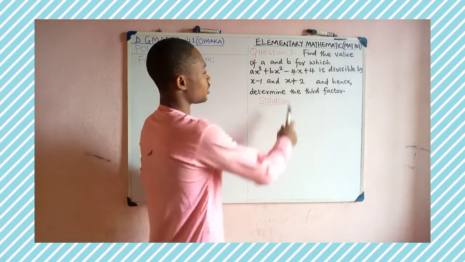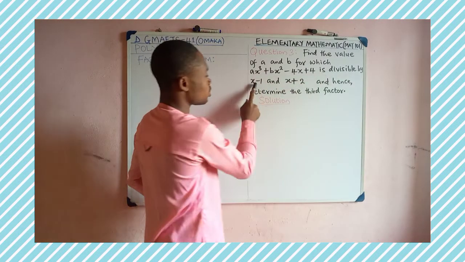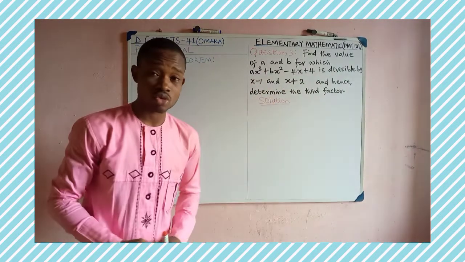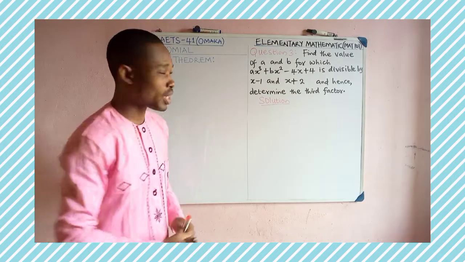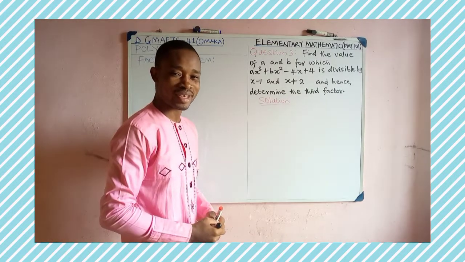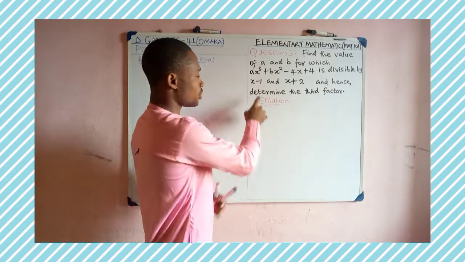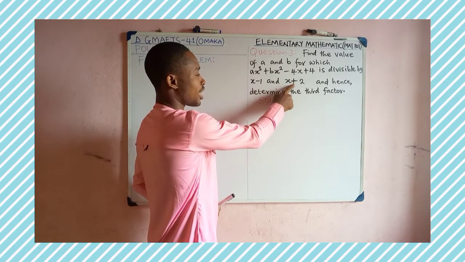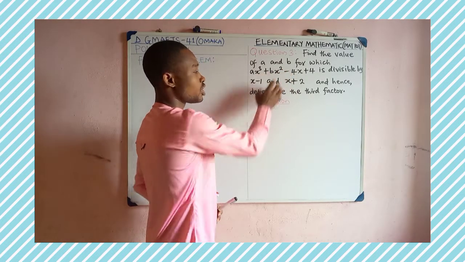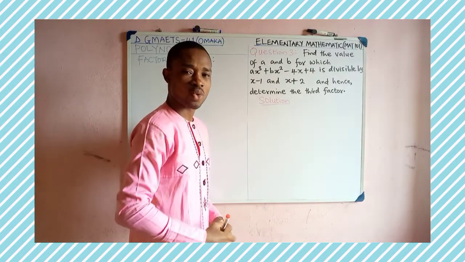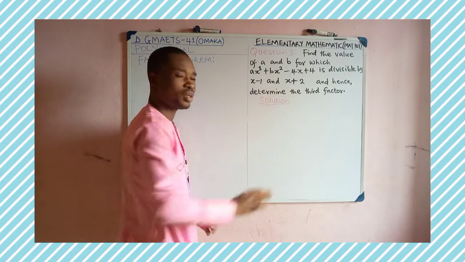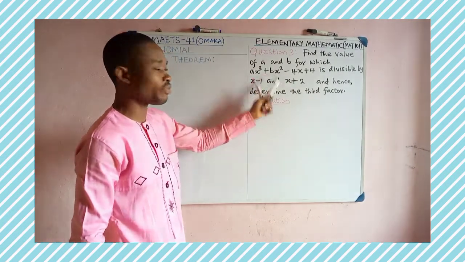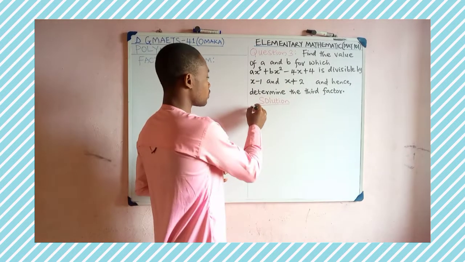The question said that this polynomial is divisible by x minus 1 and x plus 2, which simply shows that x minus 1 and x plus 2 are factors of the polynomial. So we are going to go straight ahead and obtain the value of x from this factor and x from this factor, substitute into this polynomial, create two equations and solve them simultaneously. That's just the thing. That will give us the value of a and b. Let's see how it goes.